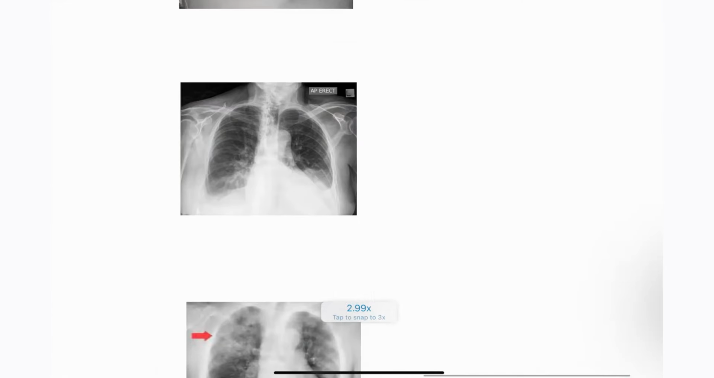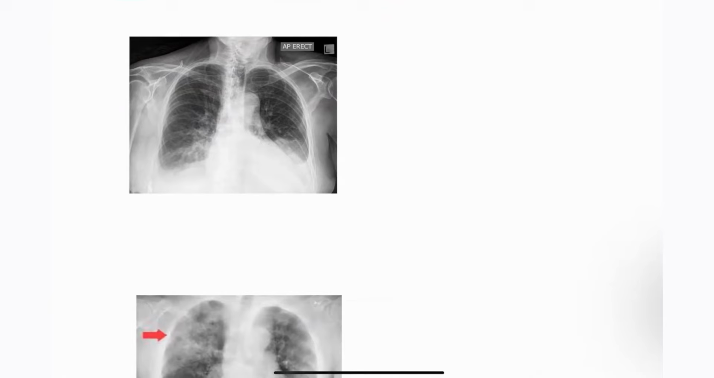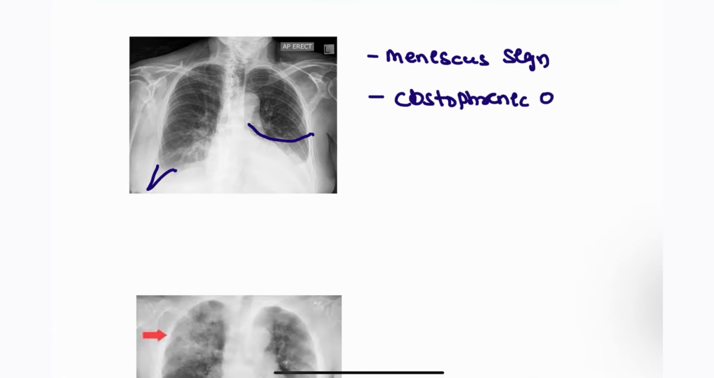Next, coming to the pleural effusion. In the pleural effusion, you are going to see the classical meniscus sign. Along with that, the costophrenic angles. So here there will be the costophrenic angle, right? These costophrenic angles will be blunted.